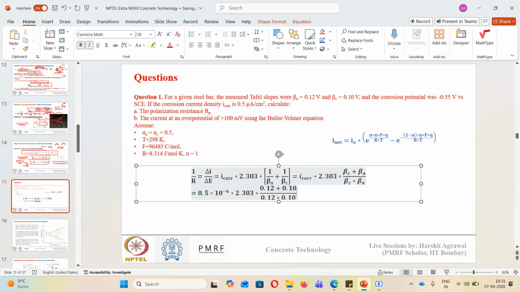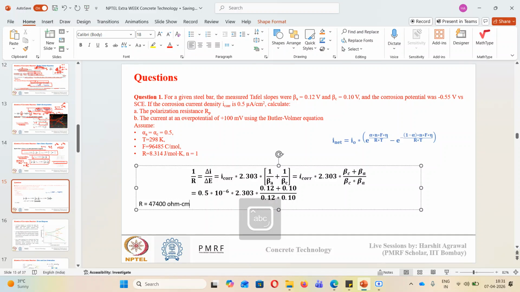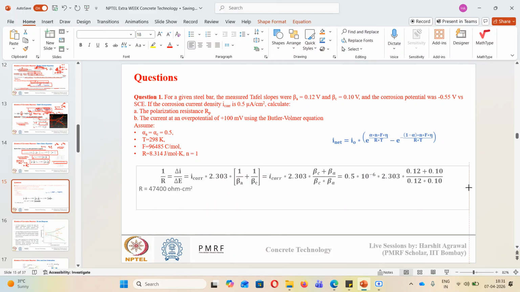So when you substitute, this is 1 by R, so we need to calculate R. When you substitute, the R value will come out to be 47400 ohm centimeter square. So this is the polarization resistance for this much amount of current and these Tafel constant values.